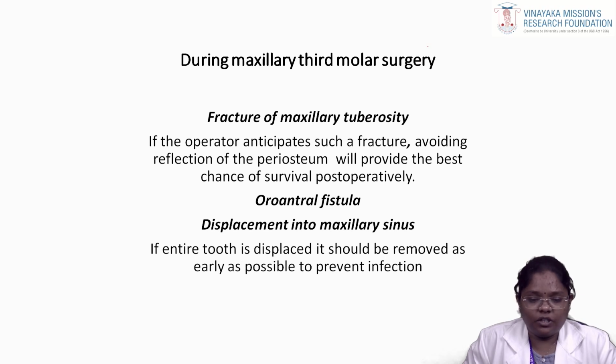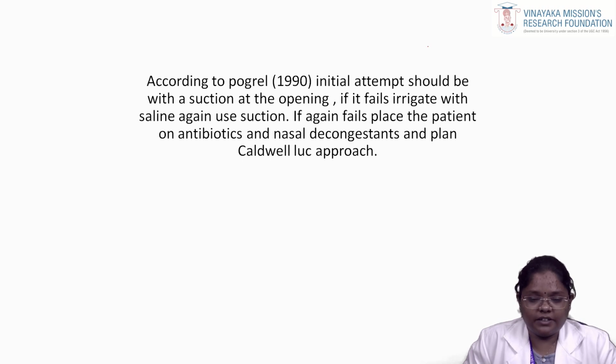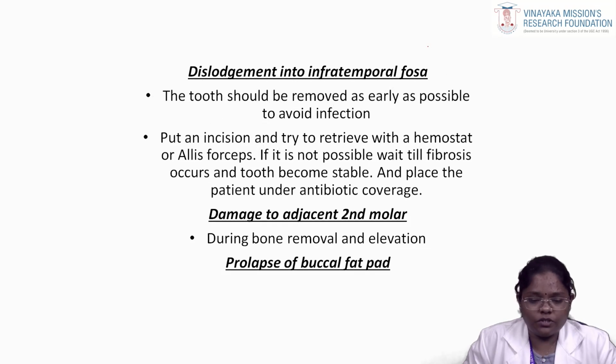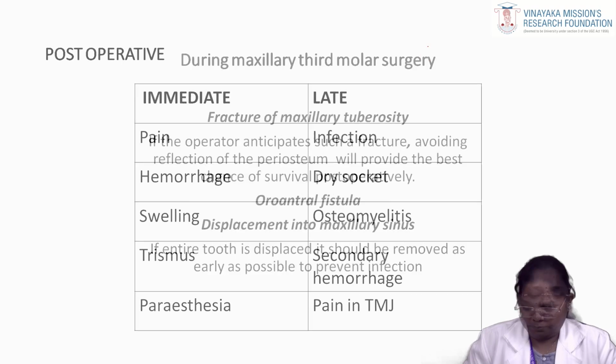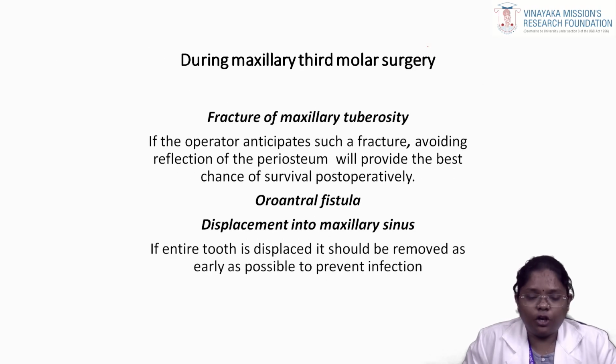During maxillary third molar surgery, the complications that can happen are fracture of the maxillary tuberosity, oroantral fistula, displacement into the maxillary sinus, dislodgement into the infratemporal fossa, damage to the adjacent second molar, and prolapse of the buccal fat pad. Fracture of maxillary tuberosity: if the operator anticipates such a fracture, avoiding reflection of the periosteum will provide the best chance of survival post-operatively.